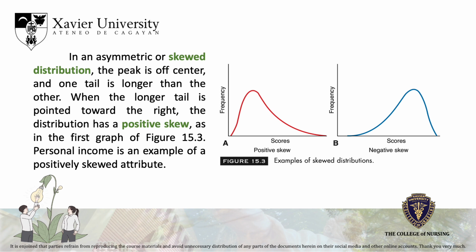Now, for this sample, we focus on letter A, the positive skew. In an asymmetric or skewed distribution, the peak is off-center and one tail is longer than the other. When the longer tail points toward the right, the distribution has a positive skew, as in the first graph of Figure 15.3, the red one. Personal income is an example of a positively skewed attribute.